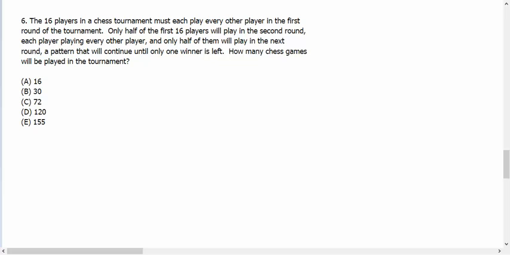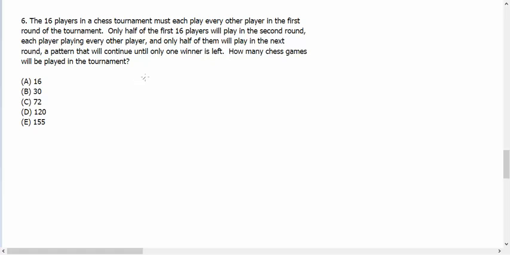It says the 16 players in a chess tournament must each play every other player in the first round of the tournament. Only half of the 16 players will play in the second round, each player playing every other player, and only half of them will play in the next round, a pattern that will continue until only one winner is left. So finally, how many chess games will be played in the tournament?